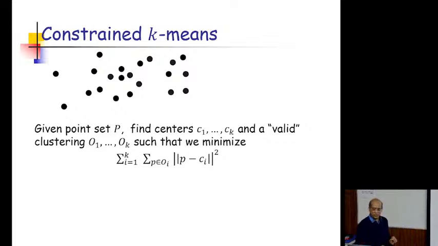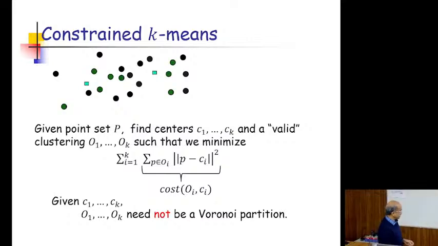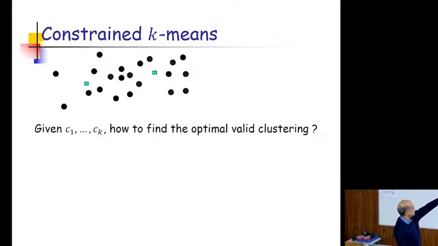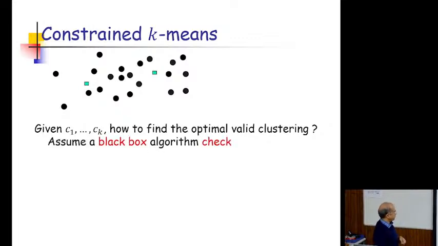So now what changes? What changes is that if I tell you these are the centers, it is no longer true that the clustering would be the Voronoi partition, because that may not be one of your valid clusterings. So you can ask: suppose I give you the optimal centers, what is the corresponding clustering? This would depend on your actual problem formulation.